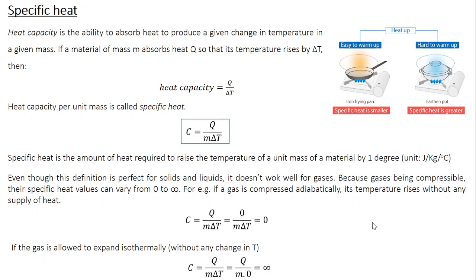Another important concept is specific heat. Now, heat capacity is defined as the ability to absorb heat to produce a given change in temperature in a given mass. So imagine that you have a material of mass m which absorbs heat Q so that its temperature rises by delta T. Then heat capacity is defined as heat Q divided by change in temperature delta T.